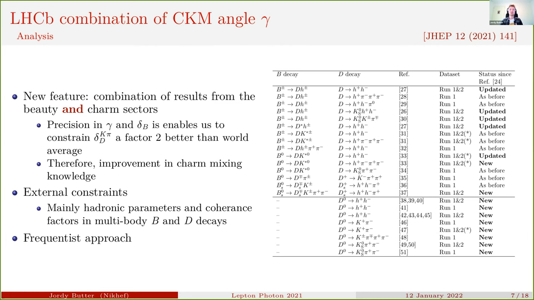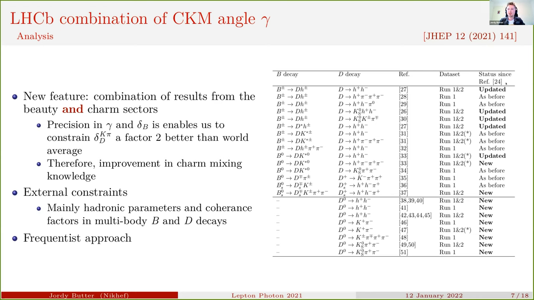A new feature of this combination is that the beauty sector is combined with the charm sector. Because there are now so many input measurements and so much data, we've obtained a very good precision on gamma and delta B. And this enables us to also constrain this strong phase difference in the D to a factor two better than the world average. And this means that we can also improve the charm mixing knowledge significantly by adding the charm sector. So all the input analyses are on the right.